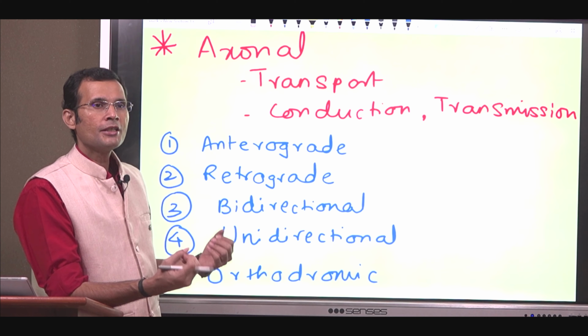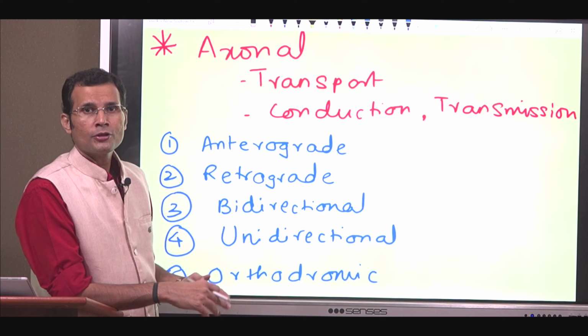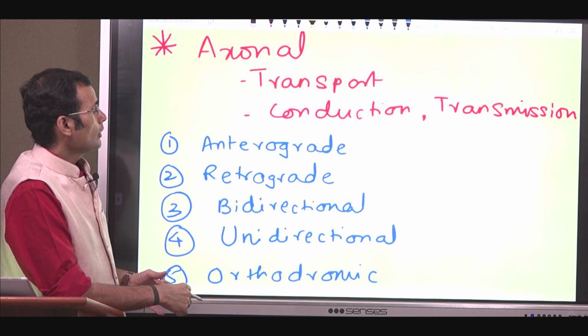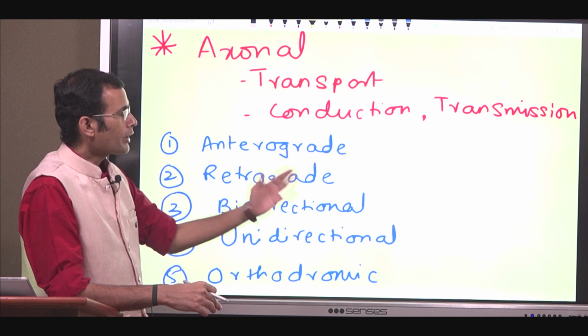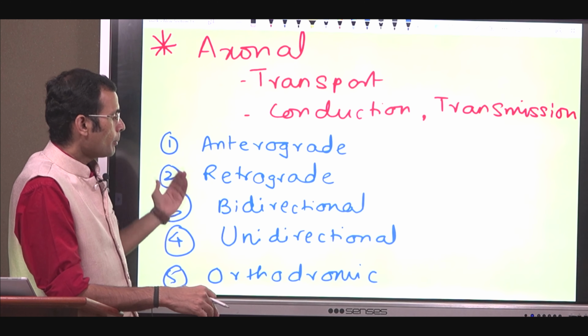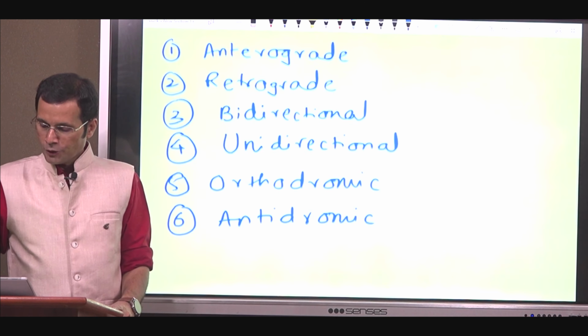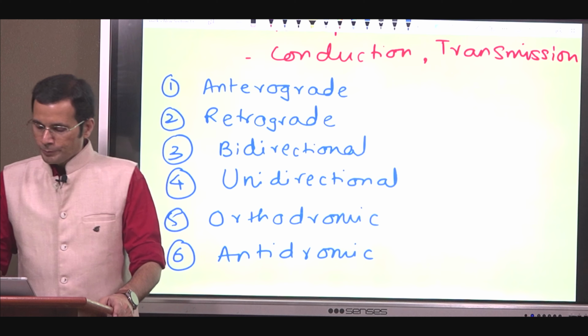For instance, what is axonal transport and what is conduction in an axon, or transmission related to the axon, or propagation of impulse through the axon, through the nerve fiber. And further, to complicate the issue, we have these terms which are used: anterograde transport, retrograde transport, bidirectional versus unidirectional transport, orthodromic and antidromic conduction. So let's compare these terms and let's try to understand them so that we have a clarity on this topic.